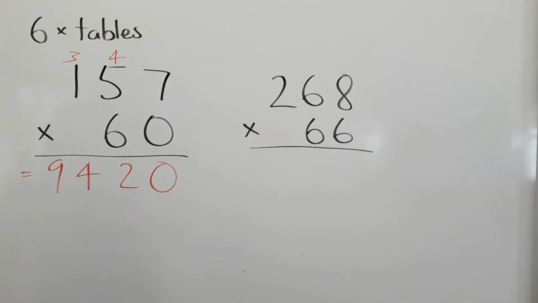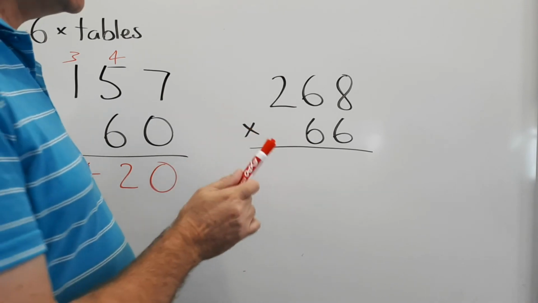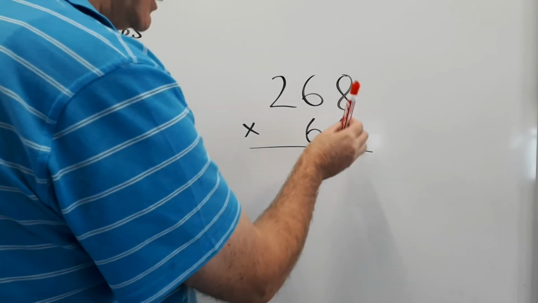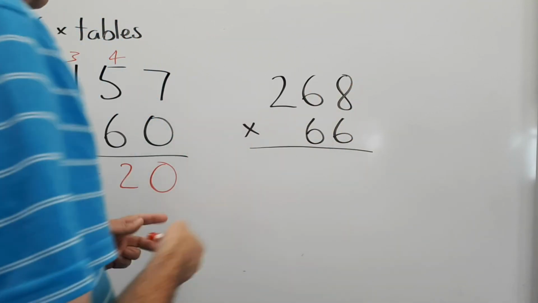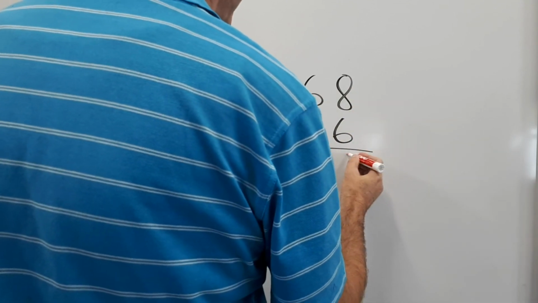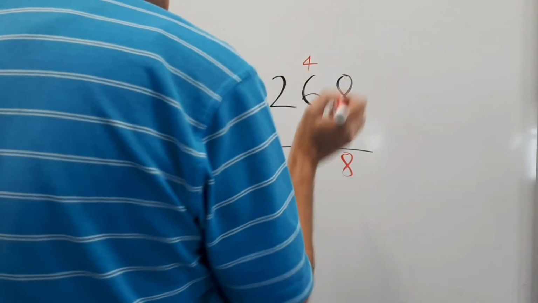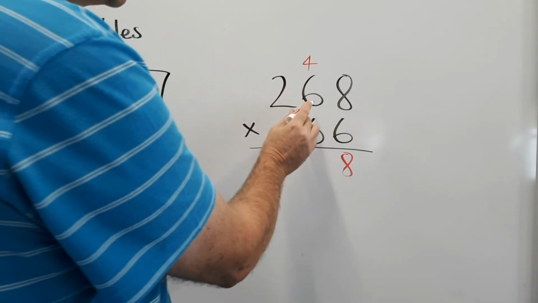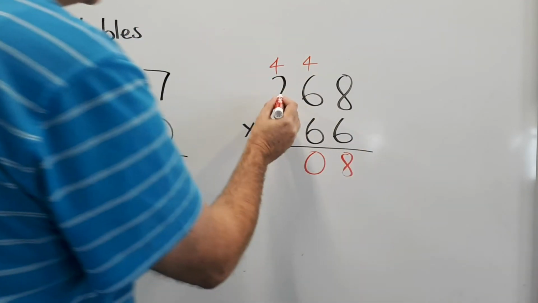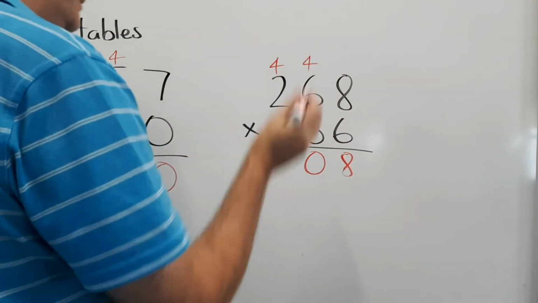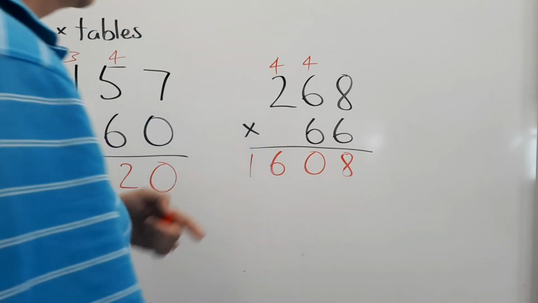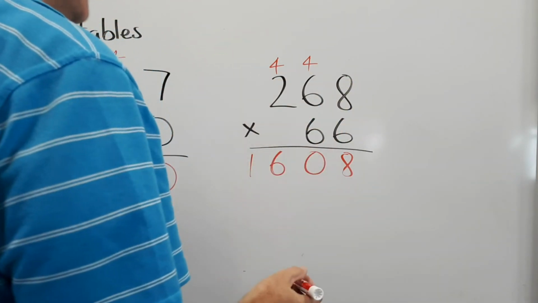Then this fella here. Well, the good news is we only have to do the maths once because while we're multiplying by 66, we only have to figure out this whole thing once. So 6 times 8 is 48. Carry the 4 over to there. 6 times 6 is 36. Plus 4 is 40. 6 times 2 is 12. Plus 4 is 16. 1608 for that first row.